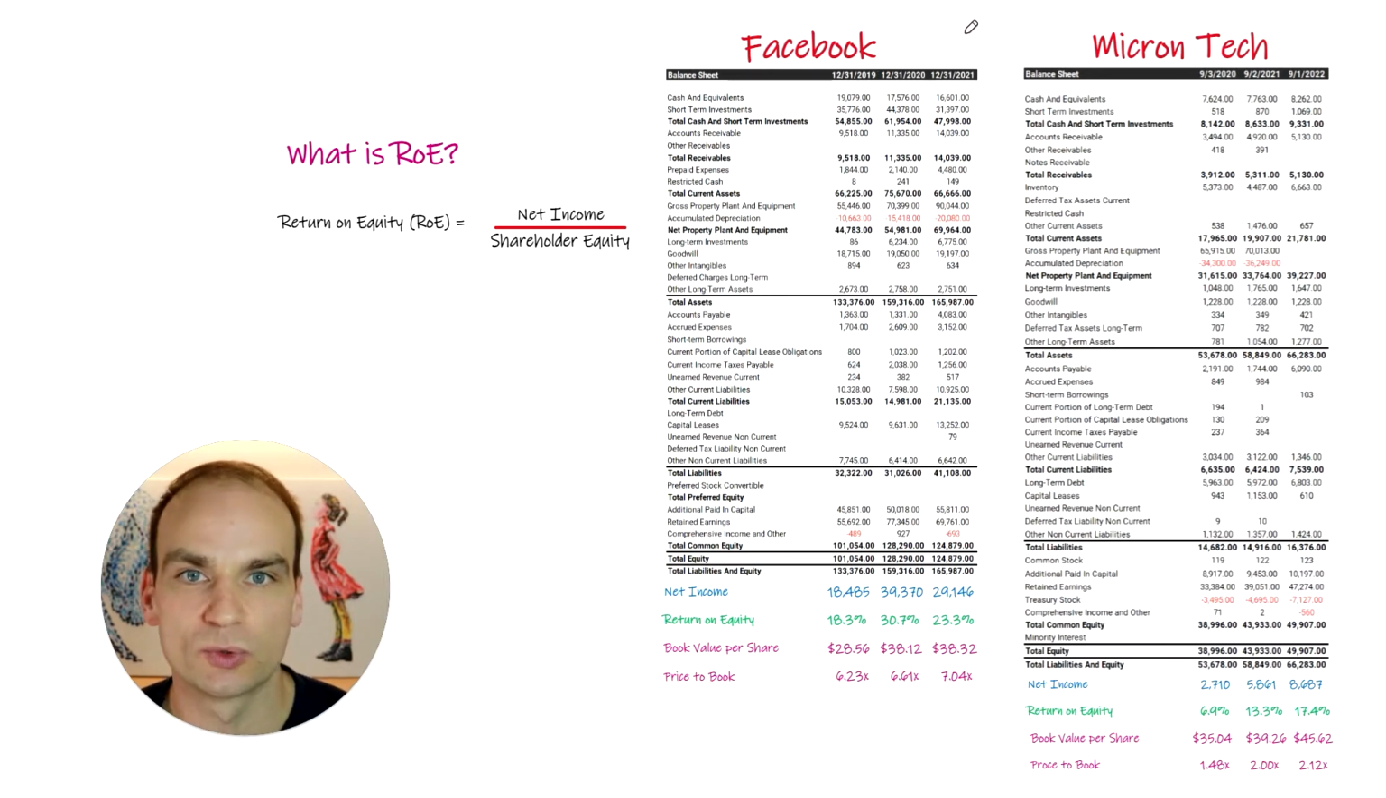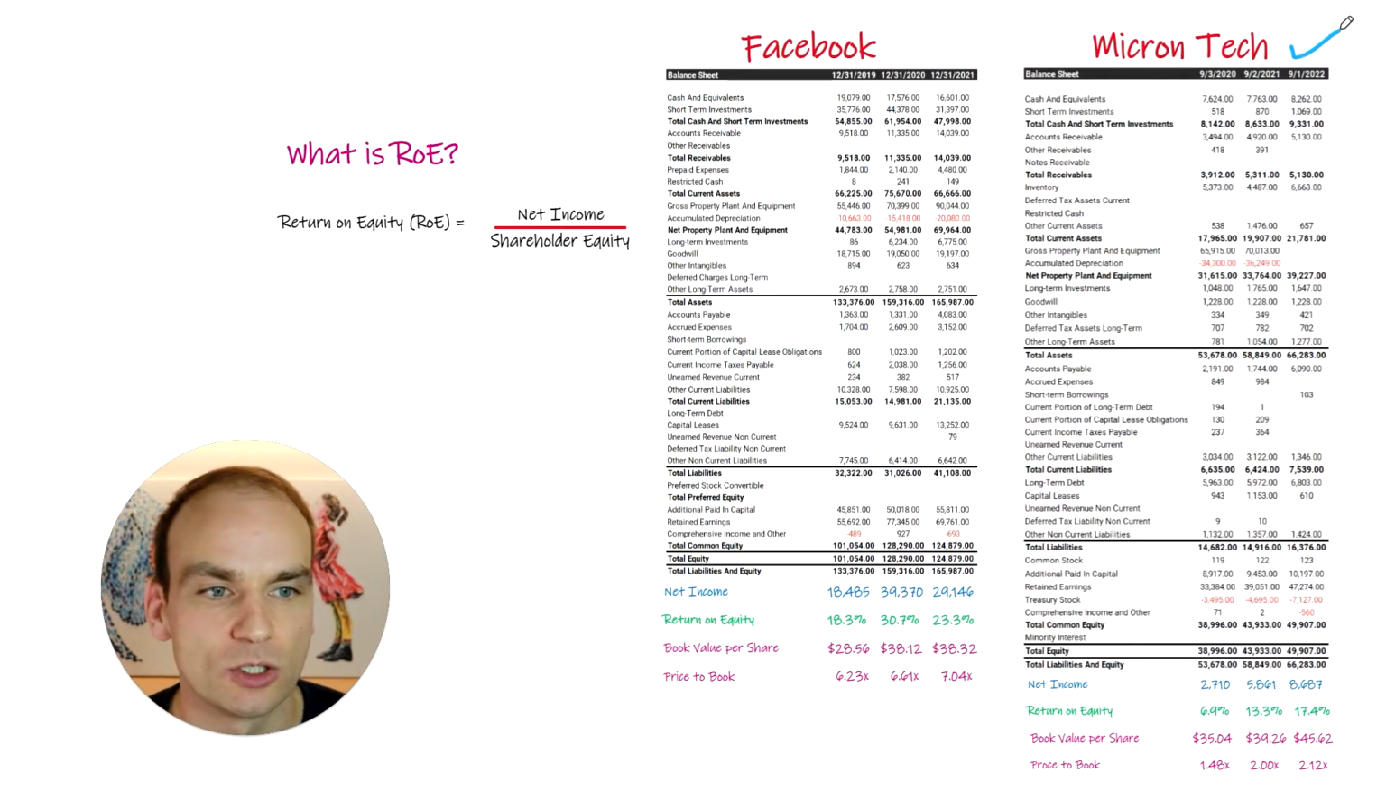So the market was willing to pay a higher price to book value for Facebook simply because it's an asset-light business that produces a lot of cash flow. On the flip side, we've got a company called Micron.